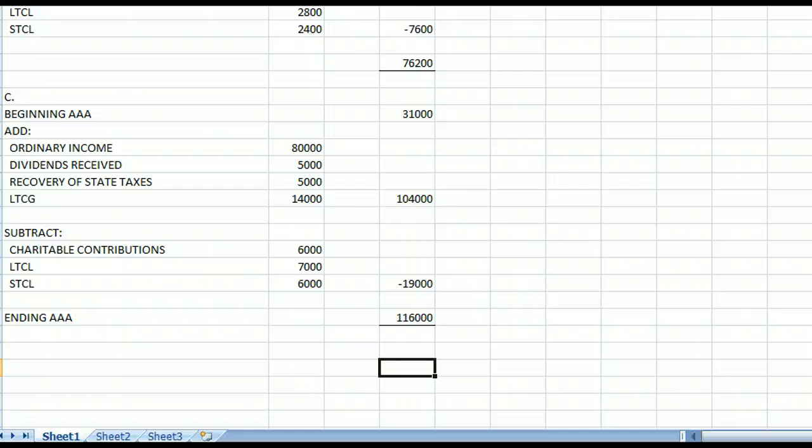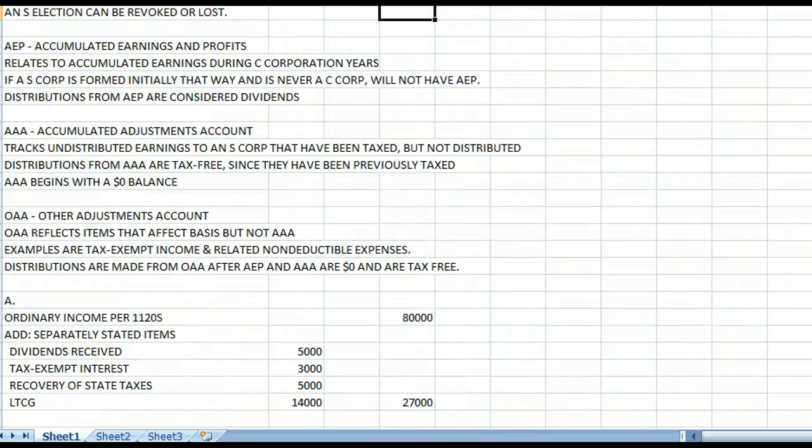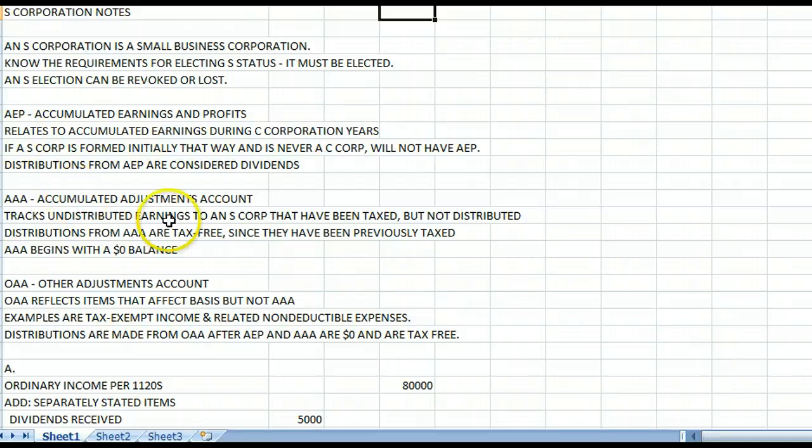Alright, there's your problem 35. We have gone through, we have computed the Cougar's book income, so we did the reconciliation from taxable income to book income. We computed the ending stock basis for Johnny, and we looked at the AAA account. So hopefully that'll kind of help you get an overall understanding of what we have done in Chapter 12.